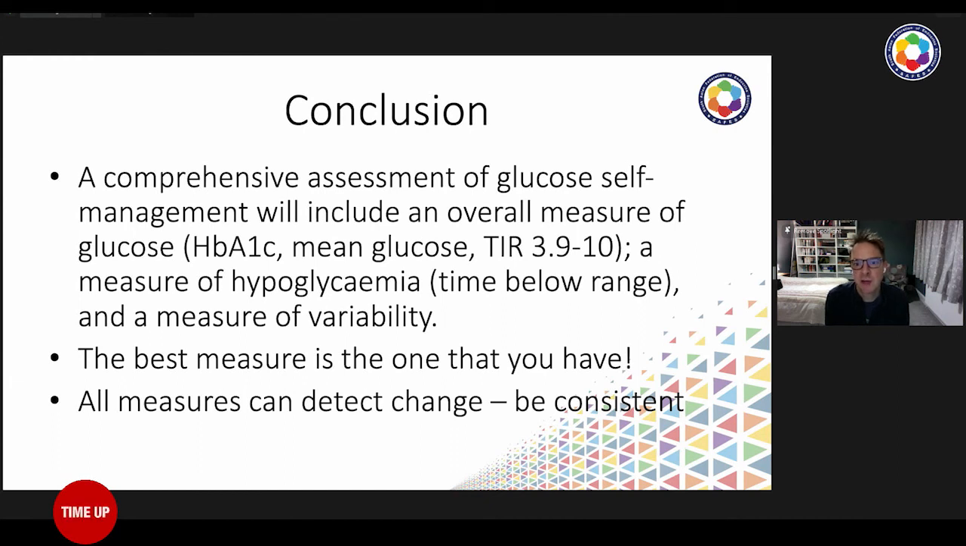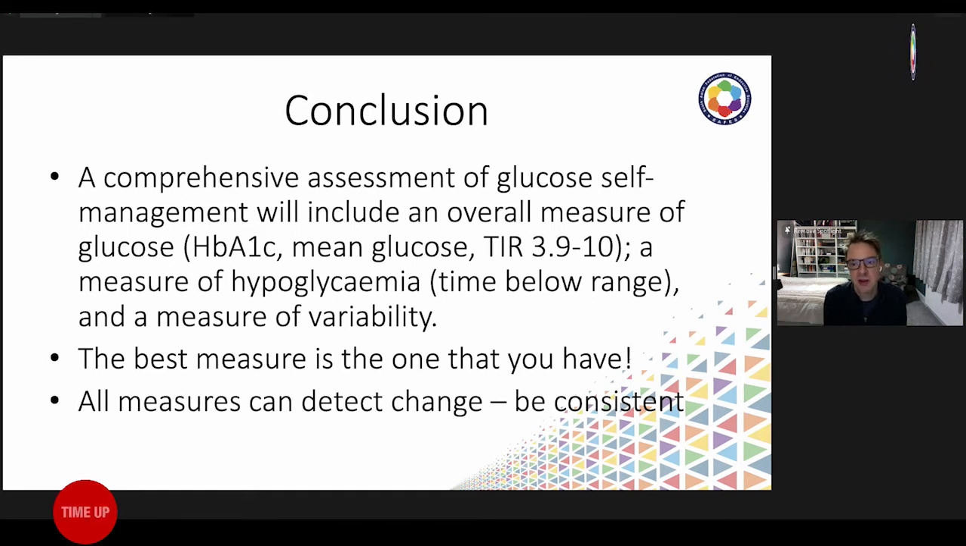But don't forget that HbA1c remains a pretty good composite of all of those things and is ubiquitous. The best measure of overall glucose is the one that you already have. So there's no reason to do additional new things unless it tells you something new, or unless there are significant limitations, for example, to HbA1c. And all of the measures that I talked about are good at detecting change. So if you've historically measured one thing, be consistent and continue to measure that one thing, and you'll know the change in glucose status for your patient.